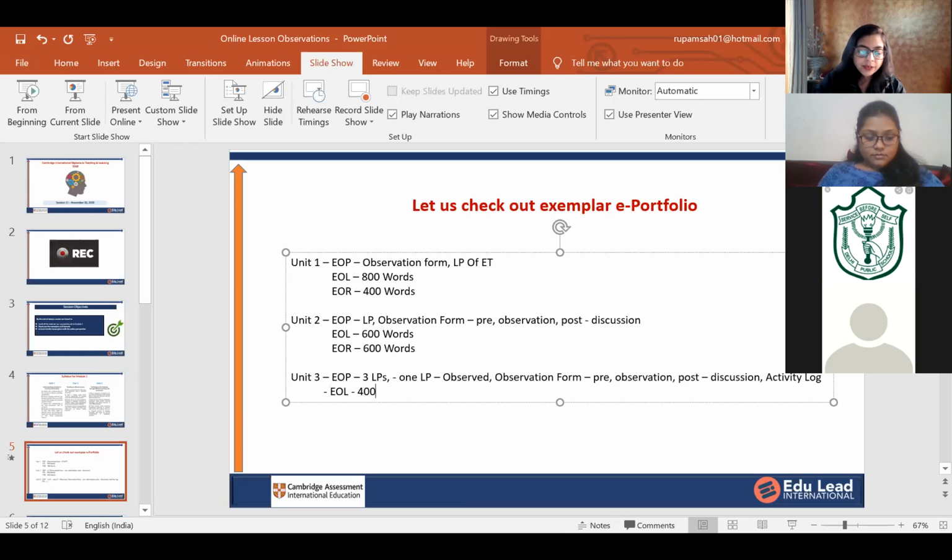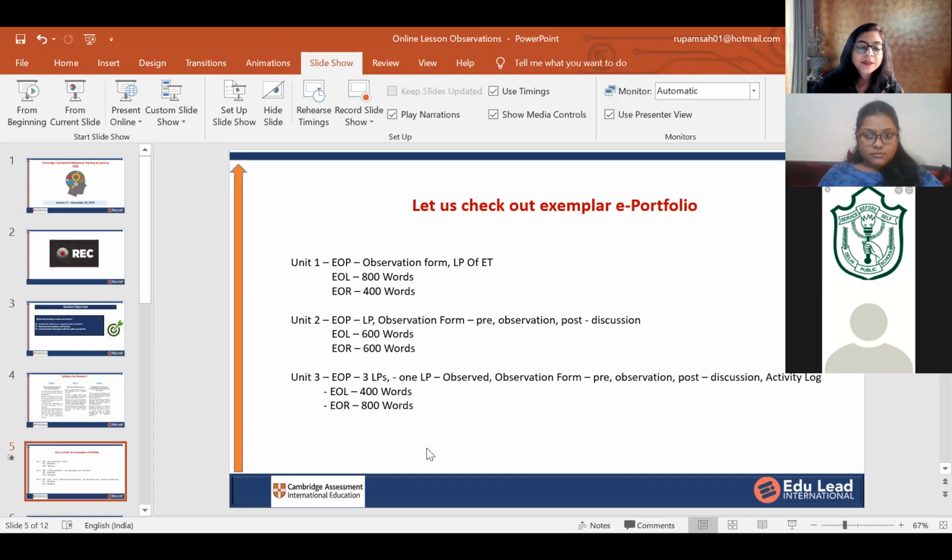And here, then we have the EOL, which will be of how many words? 400. Yes. And the EOR is of 800 words. So you see, as you move, your learning is getting reduced, but your reflection is getting increased, right? Yes, ma'am. Here the learning was more, reflection was less, then learning and reflection almost equal, and here it has got reversed.